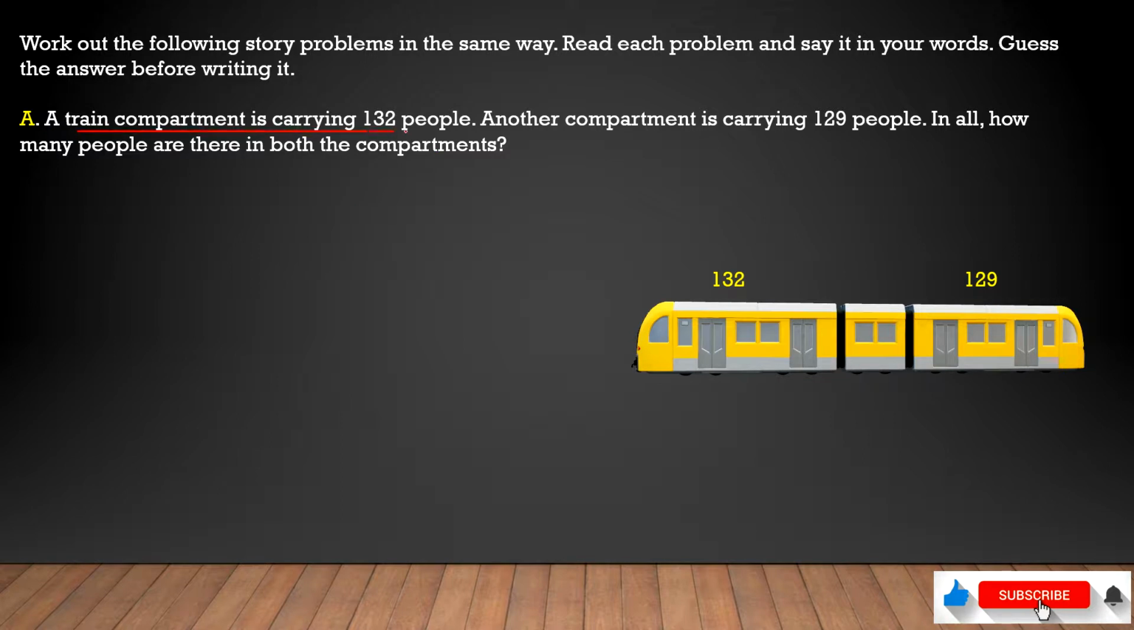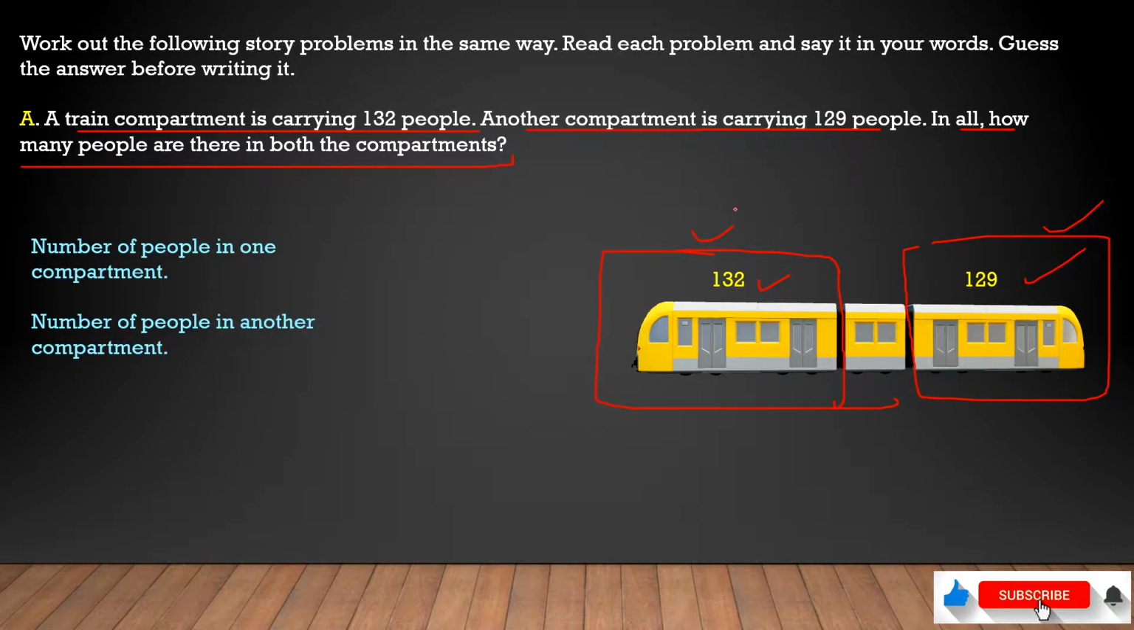A train compartment is carrying 132 people. Another compartment is carrying 129 people. In all, how many people are there in both the compartments? Now this is one compartment. You can see here is a joint. So this is one compartment and here is another compartment. These are the two compartments. So in one compartment 132 people are traveling. In another one 129 people are traveling. So we'll have to find out in all how many people are traveling in both compartments.